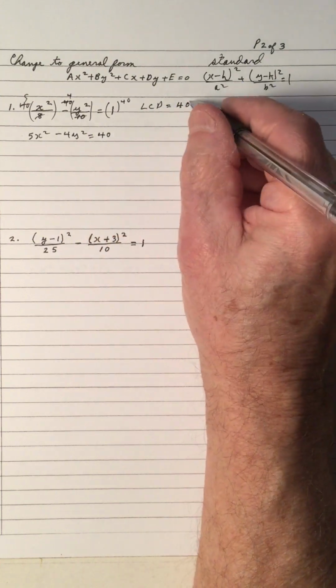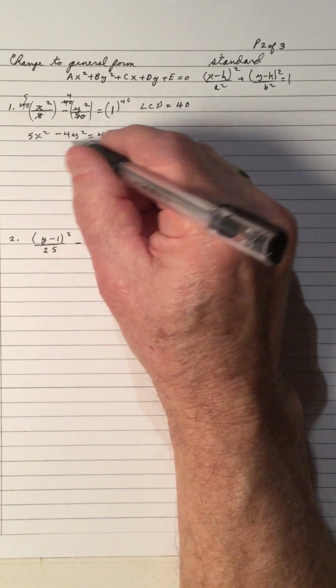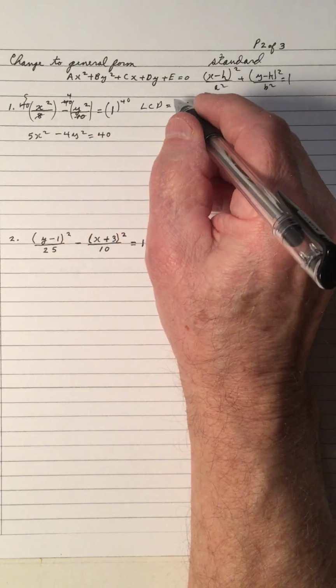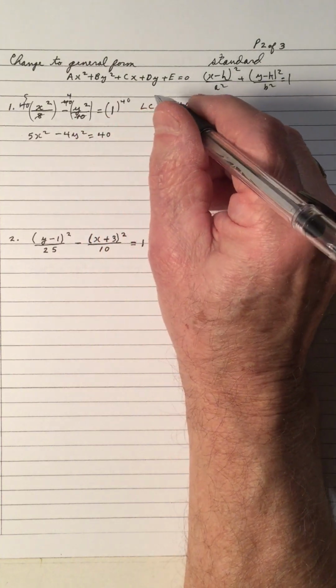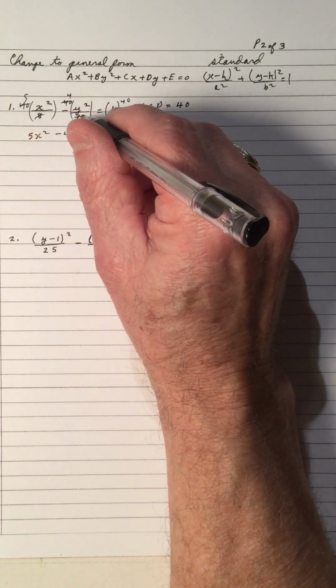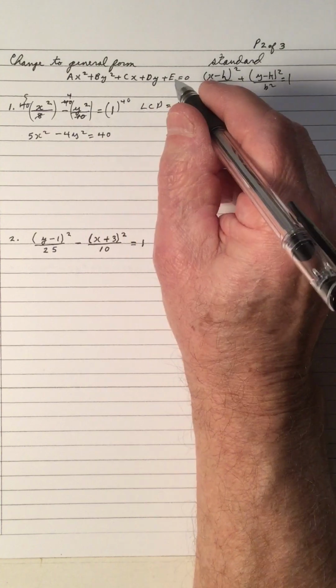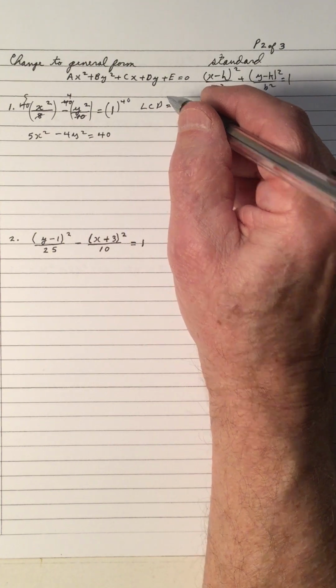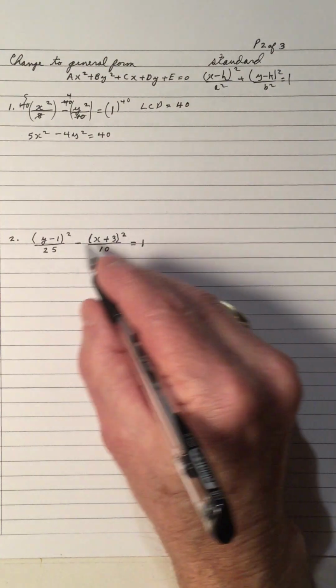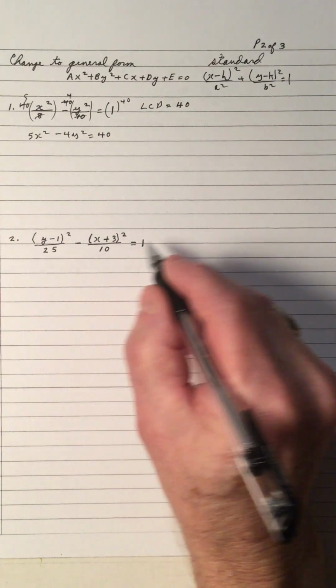Now we could have picked an LCD of 80, but the number would have been doubled. So the LCD, really, least common denominator, is 40. A multiple of 8 and 10 is 80, but it's not the least one. Okay, this is the standard form.